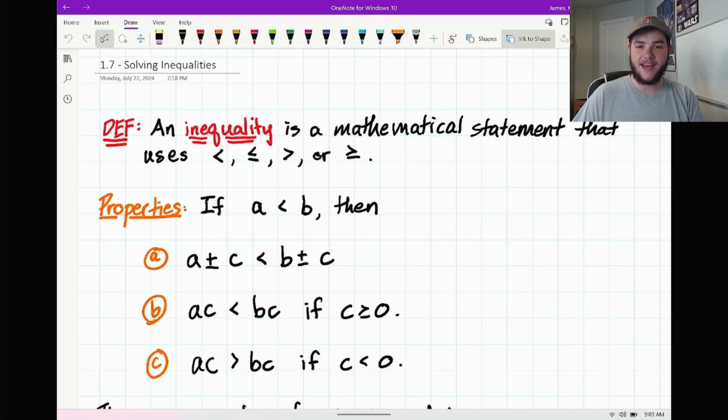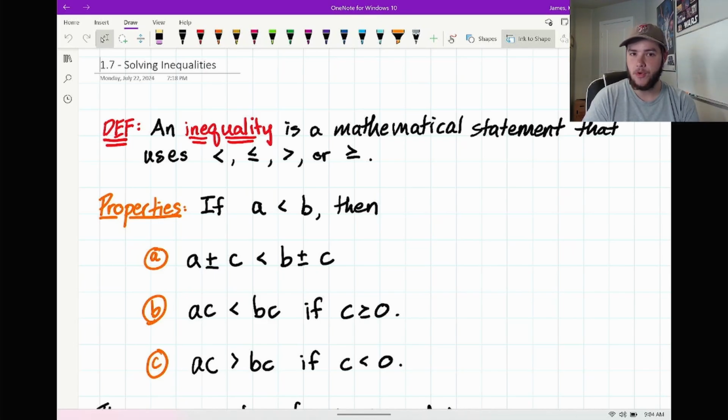To be clear, an inequality is any mathematical statement that uses one of these four symbols: less than, less than or equal to, greater than, greater than or equal to. And there are a couple of nice properties of these that allow us to solve them. First of all, let's suppose A is less than B. I can add or subtract the same number to both sides of an inequality without affecting the solution set. That's what property A is saying.